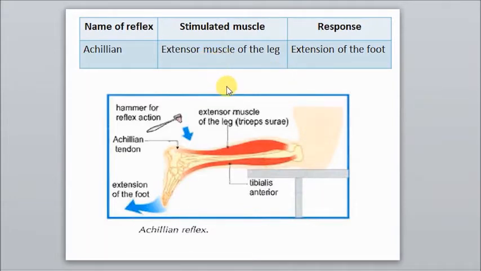So this is going to be clarified in the following diagram. The extensor muscle here is called the triceps surae. This is the muscle here. It is the extensor muscle of the leg. Now, this muscle has a tendon here, which we call the Achillean tendon, where the name Achillean reflex comes from.